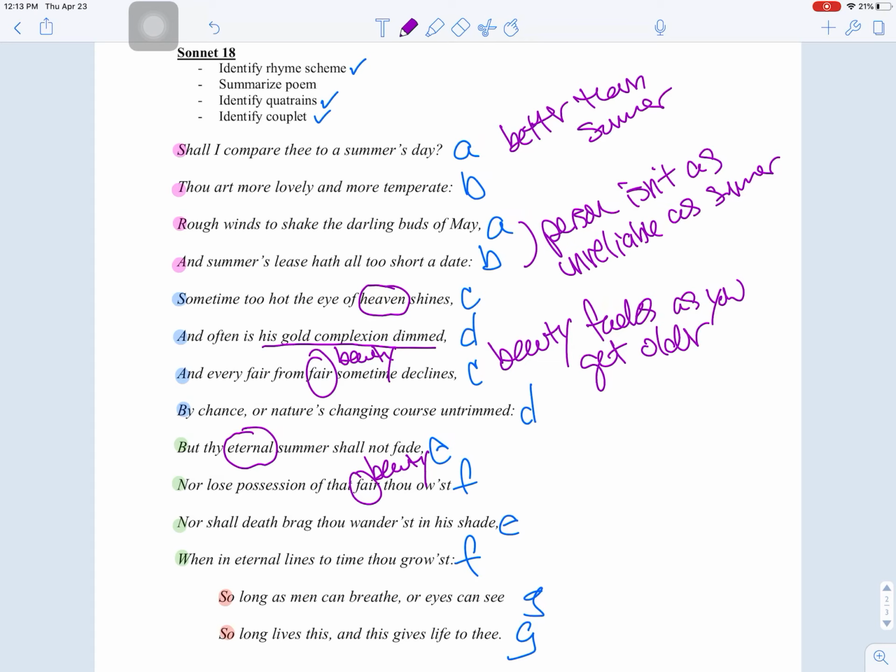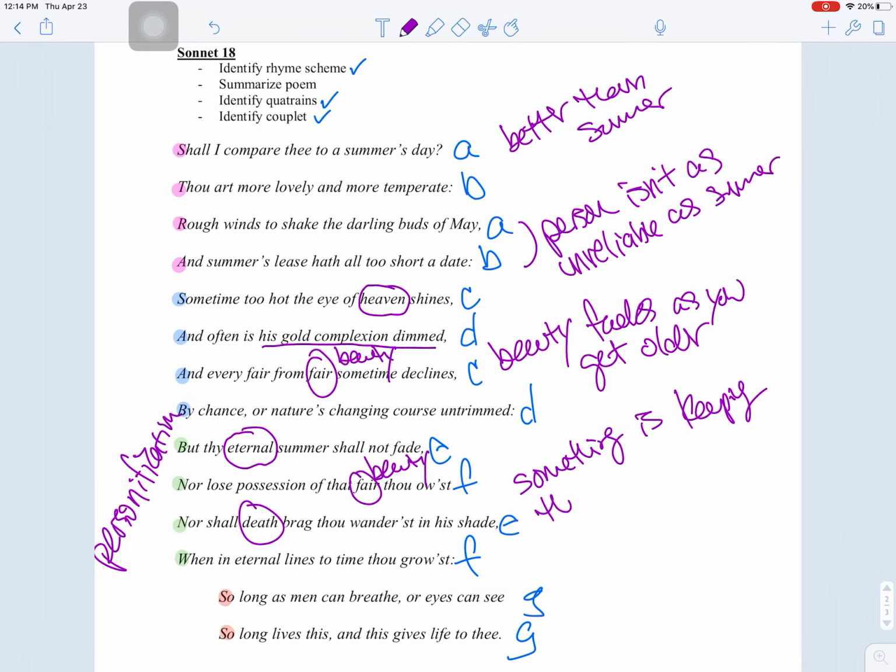Okay, so death, if this is a person, oh wow, what is it called when you have an inanimate object but you give it human characteristics? Personification. Wow. Anyway, okay, death won't be able to brag that he has you, "when in eternal lines to time thou growest." So something, we don't know what yet, right? Something is keeping this person alive. Okay? But what could it be?